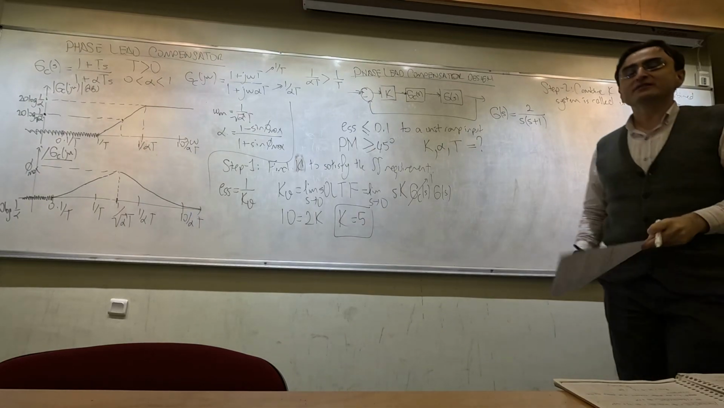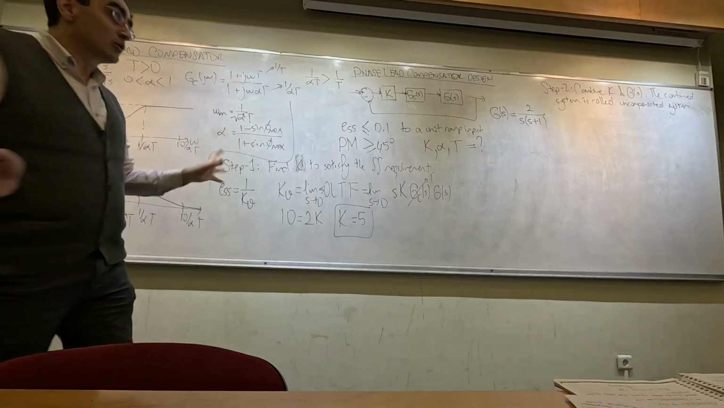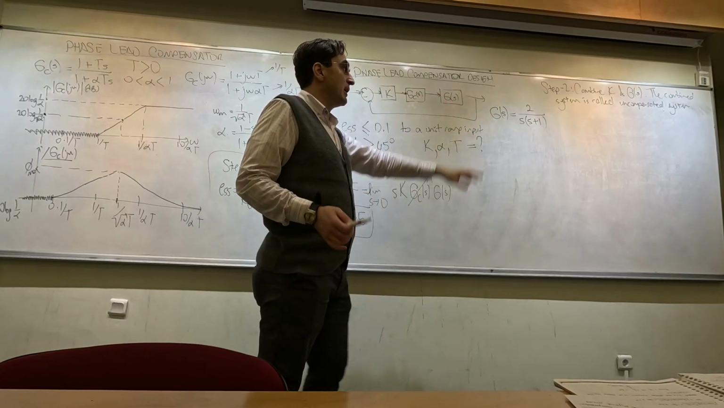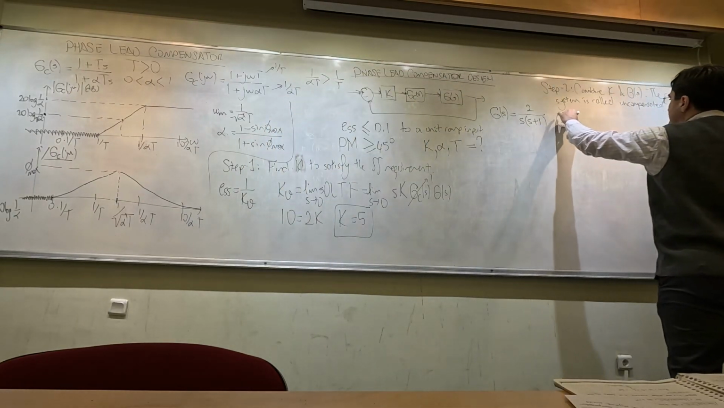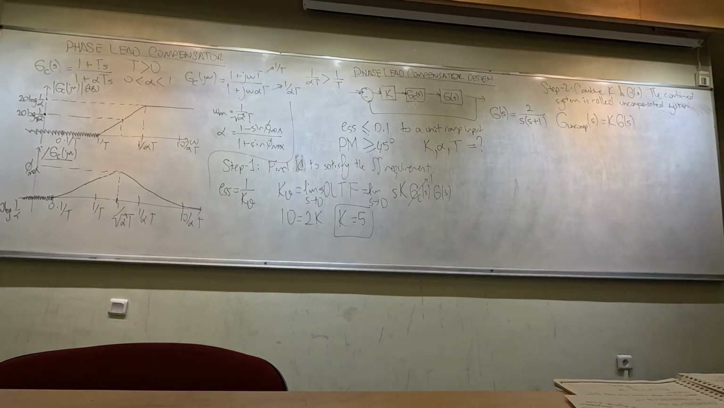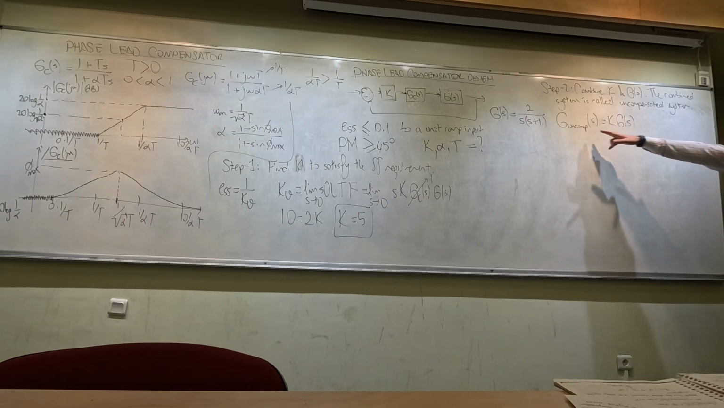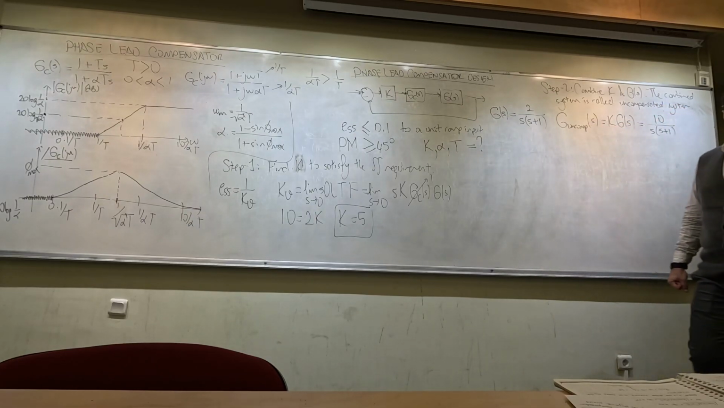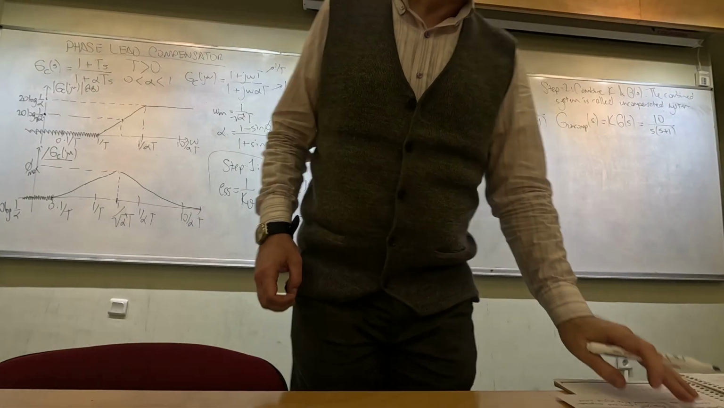So we will call the combined system the uncompensated system. It is uncompensated because currently GC of S is not included in it. That is why I will call this combination G uncompensated of S. It is going to be K times G of S. In the lecture notes, you might see that this is called G combined of S. It is the same thing. And when I combine the gain K equal to 5 with the system here, I will get 10 divided by S plus 1. This is our uncompensated system.